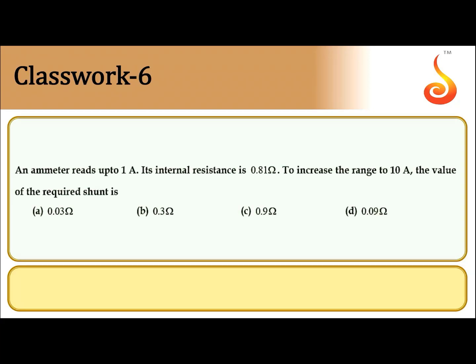Next one. An ammeter reads up to 1 ampere. Its internal resistance is 0.81 ohm. To increase the range to 10 amps, the value of the required shunt is. So it is an ammeter which can read up to 1 ampere. Its internal resistance is 0.81 ohm. And to increase the range up to 10 amp, the value of the required shunt is.